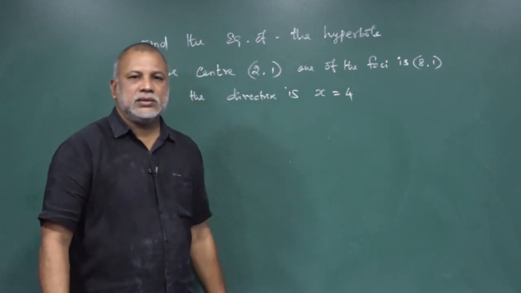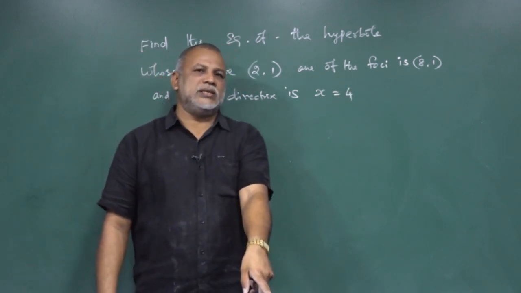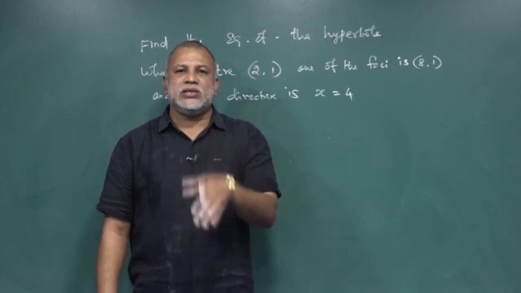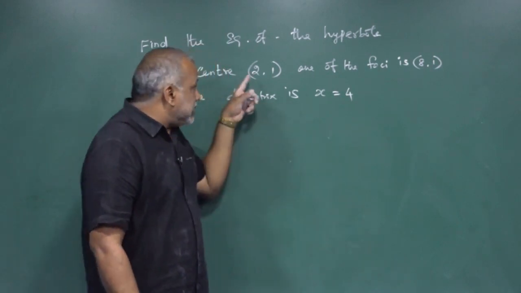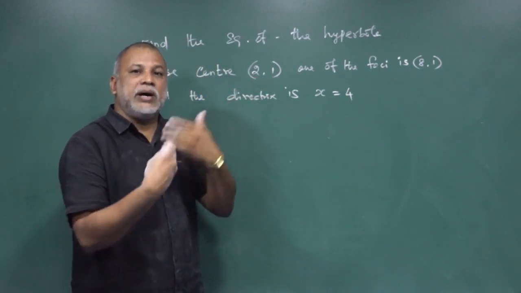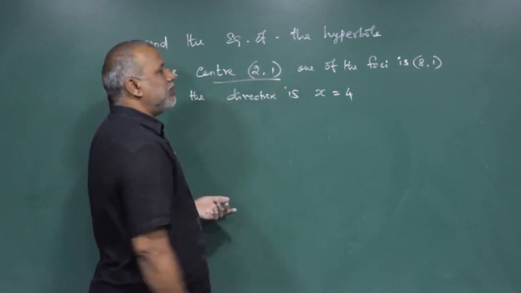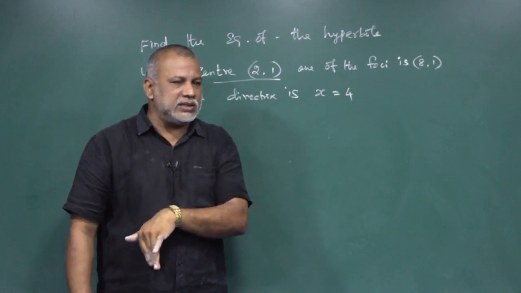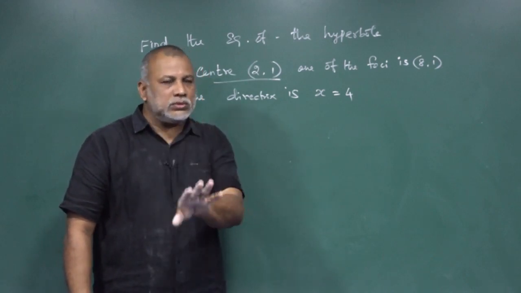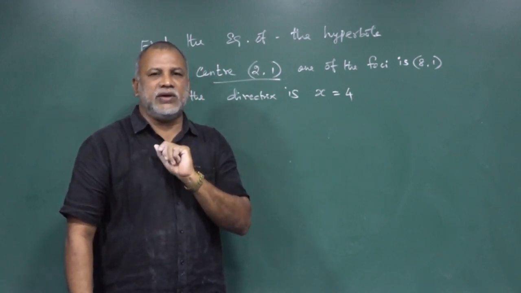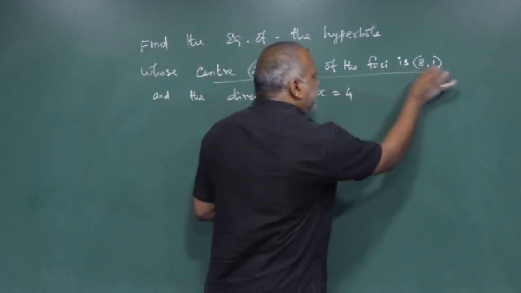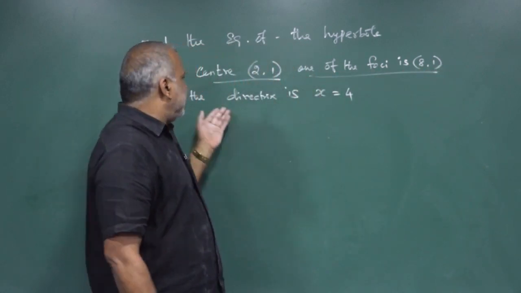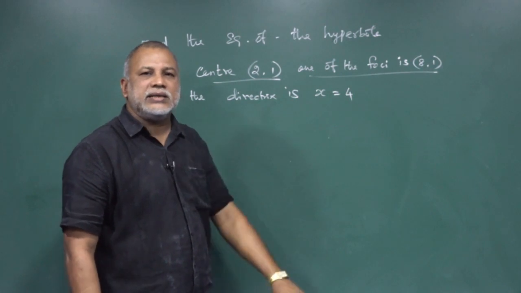See this difference? In the previous two questions, center is the origin 0, 0. Here the center is shifting to some other point. Center is 2, 1. We are having two foci, F and F dash. In the previous question, the foci were given. Here, one of the foci is given and the equation of the directrix is given.